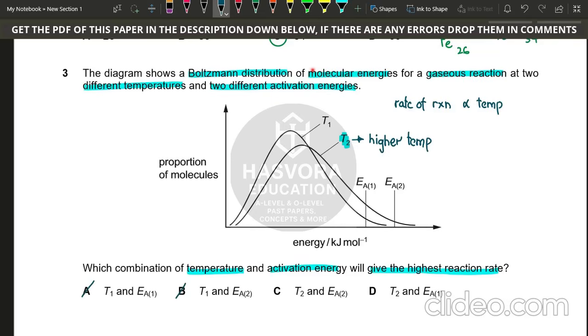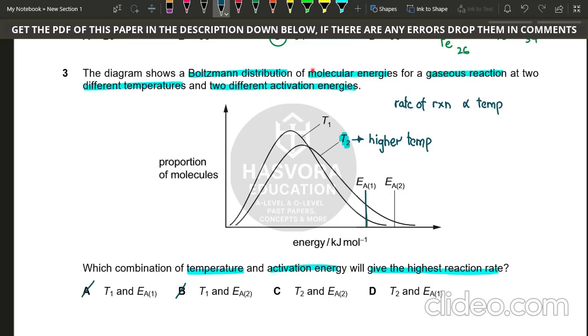So first of all, what we can do is cross out all of the options that do not involve T2. Then about the activation energy. Activation energy is a threshold. For example, if I conduct a test of 80 marks and I set the passing marks as 30, many of the students might fail. But if I lower the threshold, the marks required to pass the test, then more of the students will pass the exam. It is also like the activation energy.